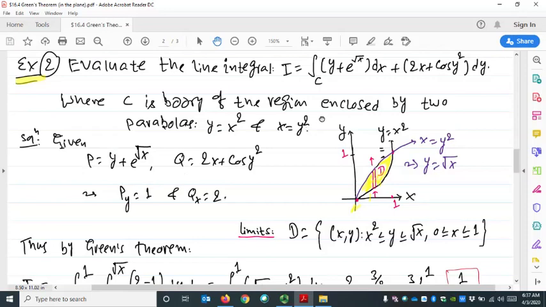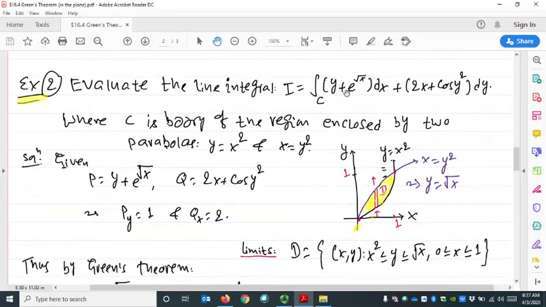Now let's go to the left side here. So what is my P here? My P is y plus e to the radical x, Q is 2x plus cosine y square. Then take the partial derivative of P with respect to y. Wow, this disappears. Only 1. Partial derivative of y with respect to y is 1. And the partial derivative of Q with respect to x is simply 2. This one again disappears, 0. So now we have this constant here.